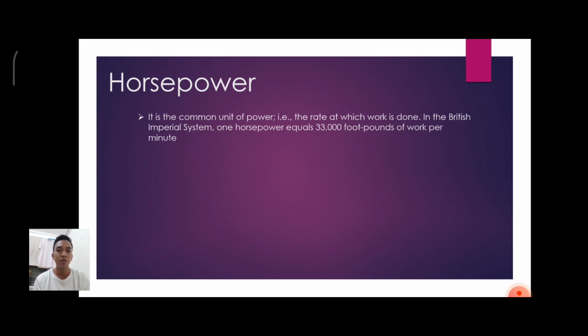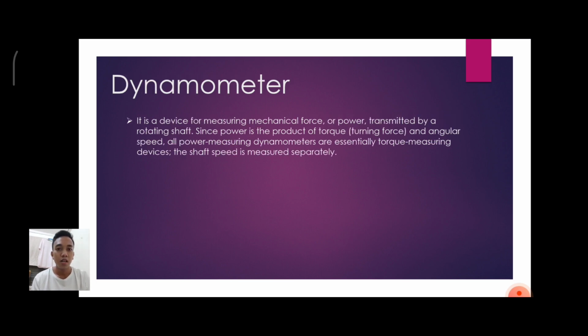Horsepower. It is the common unit of power, that is, the rate at which work is done. In the British Imperial System, 1 horsepower equals 33,000 foot-pounds of work per minute. Dynamometer. A dynamometer is a device for measuring mechanical force or power transmitted by a rotating shaft. Since power is the product of torque, turning force, and angular speed, all power-measuring dynamometers are essentially torque-measuring devices. The shaft speed is measured separately.